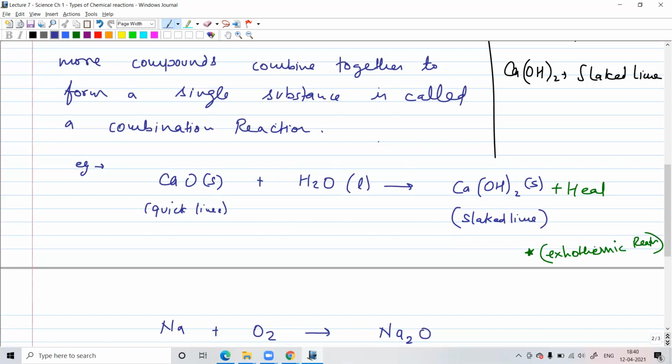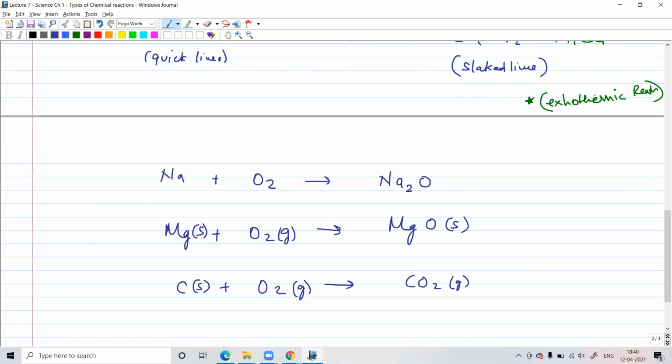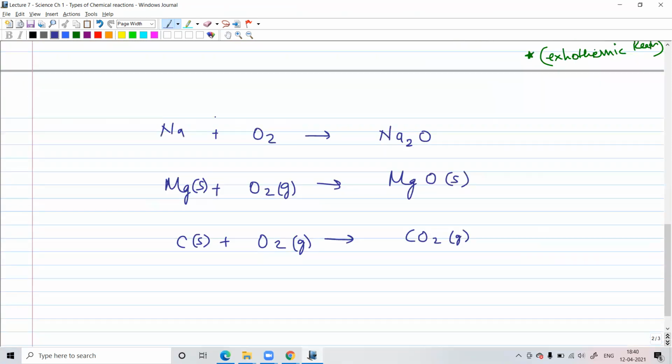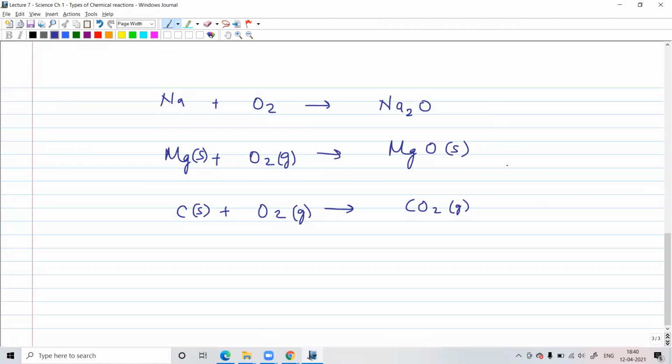Yeah. So in all these reactions, what happened? Two different compounds combine together to form a new compound. That's why they are all examples of combination reaction.